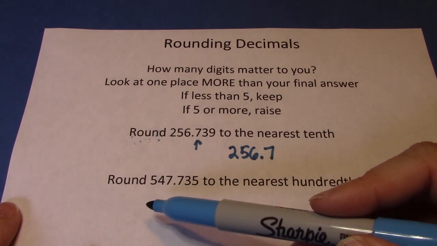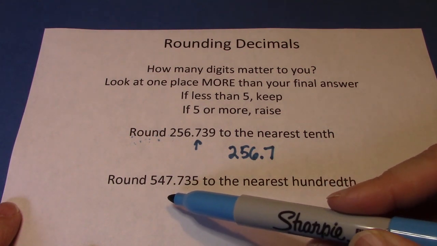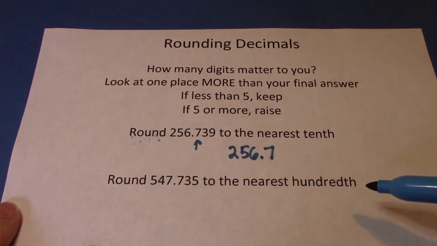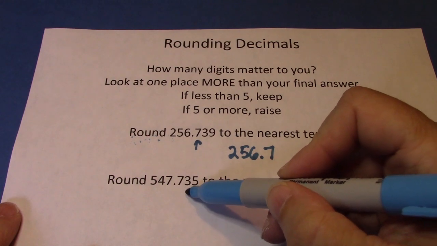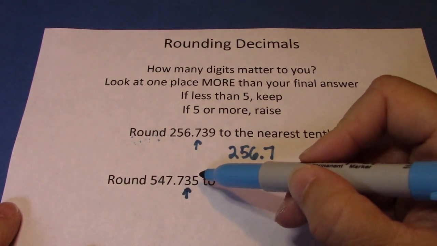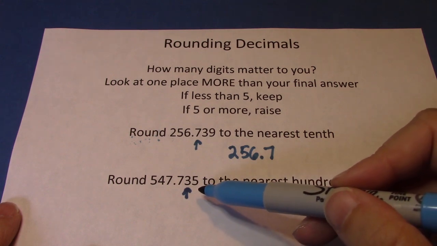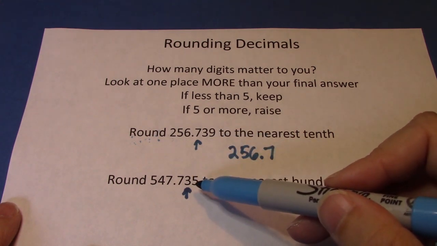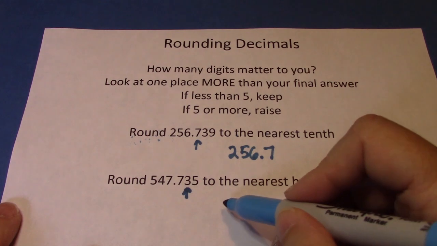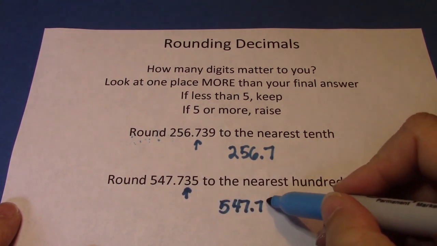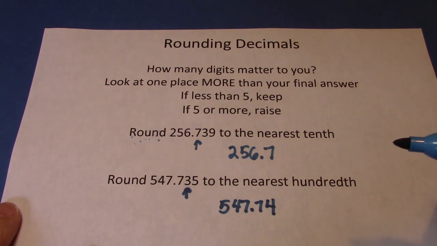Here we're asked to round 547 and 735 thousandths to the nearest hundredth. Well, hundredth is there, so we're going to look at the next digit over to the right. If it's less than 5, keep. No, it's not. It's 5 or more, so we raise. So we're going to raise 547 and 3 raises to 4, 74 hundredths.